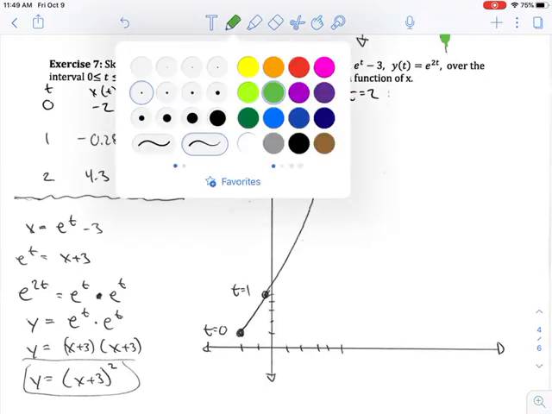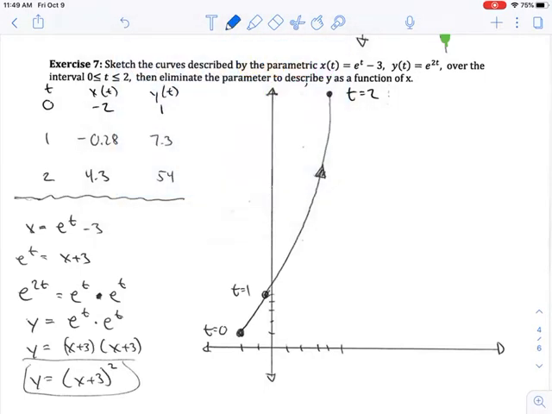Next one, same idea. We're sketching the curve. X of t is equal to e to the t minus 3, and y of t is equal to e to the 2t. So this becomes a little bit trickier as far as selecting points and what this curve is going to look like. So I selected 3 values of t, 0, 1, and 2. I evaluated both of these functions for those values of t and got these ordered pairs. Now, that doesn't tell me a whole lot about what I'm looking at here.